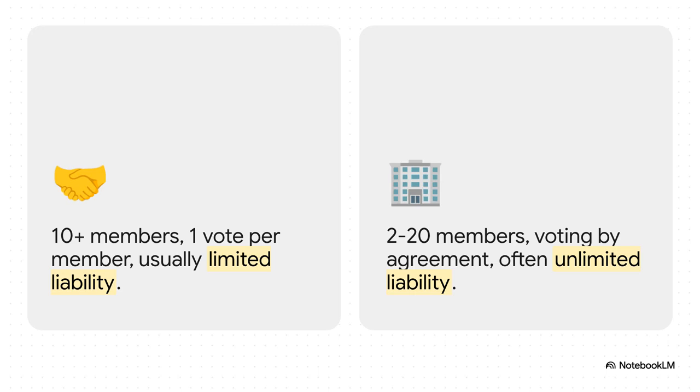Listen, a cooperative needs at least 10 members, right? And everyone gets exactly 1 vote no matter their shares, plus they usually have limited liability. A partnership, though, that's just 2 to 20 people. Voting depends totally on whatever you agreed to in your partnership agreement, and the liability is usually unlimited. Give the examiner any 2 of those differences, and boom, easy marks.